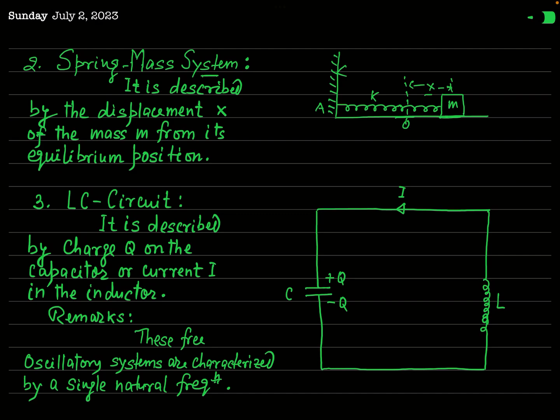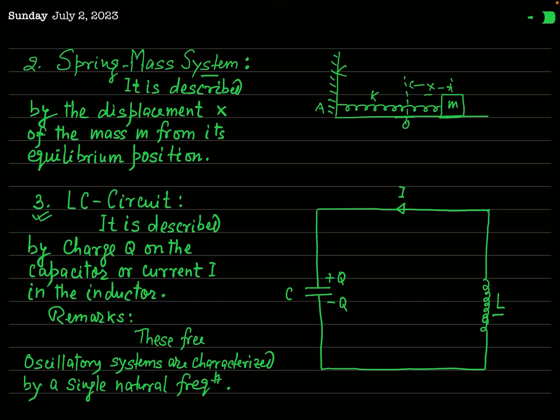The third very important example of free oscillation with 1 degree of freedom is an electrical circuit which is called the LC circuit. As you can see in this electrical circuit, this L is an inductor and this C is a capacitor, and both are connected to one another. If the capacitor is charged and the circuit is switched on, it gets discharged.